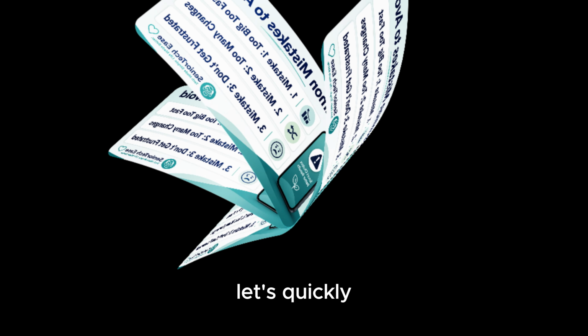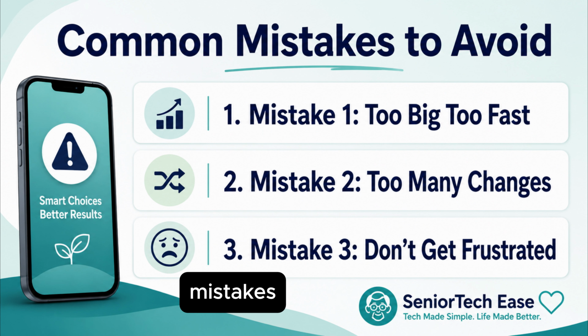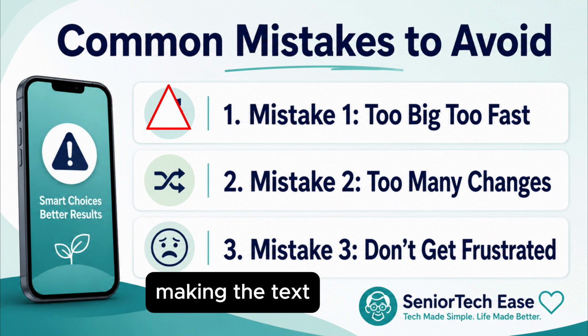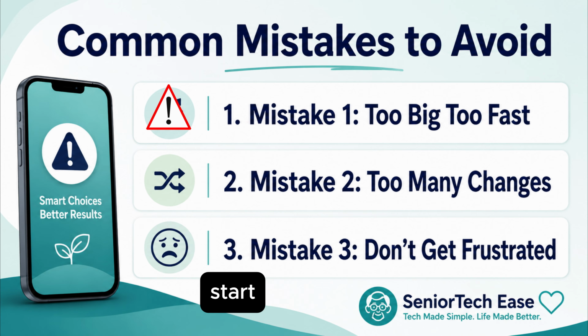Now let's quickly go over a few common mistakes. Mistake number 1 is making the text too large right away. That may sound helpful, but if the text becomes too large, some buttons may be harder to tap. Start with a small increase, then test it.